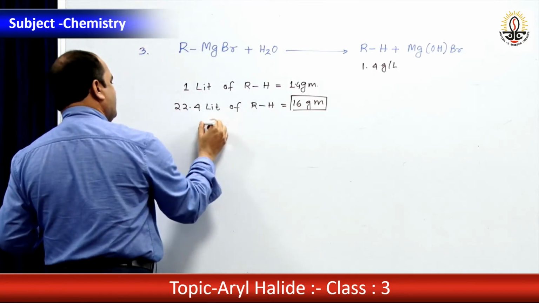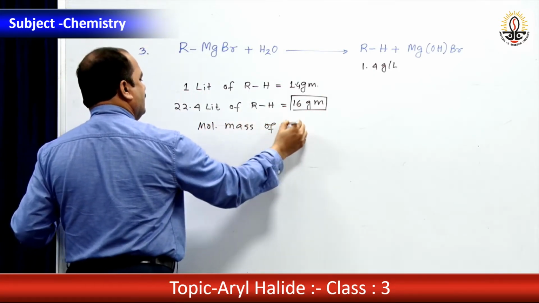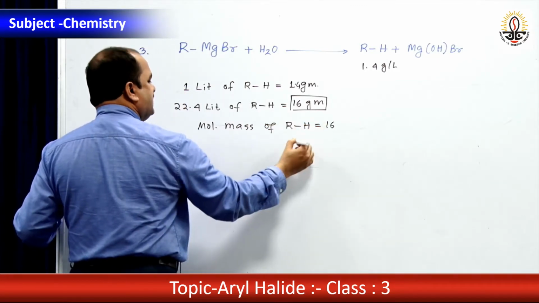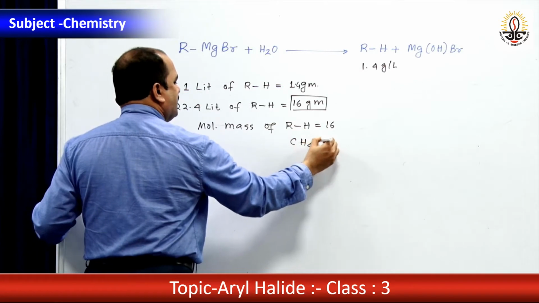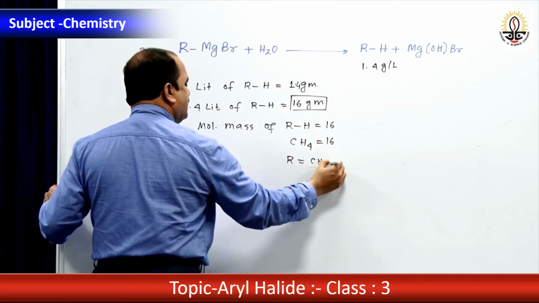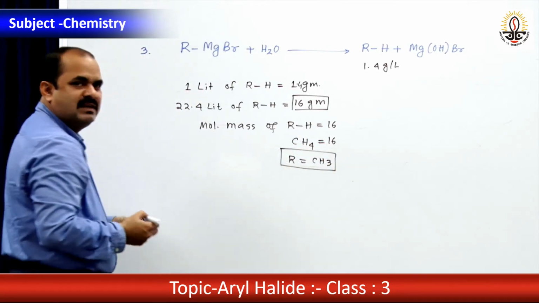Molecular mass of RH is equal to 16. 16 means it is methane. Molecular mass of methane is 16. Here R is equal to CH3. So R is determined. Next come to the question.